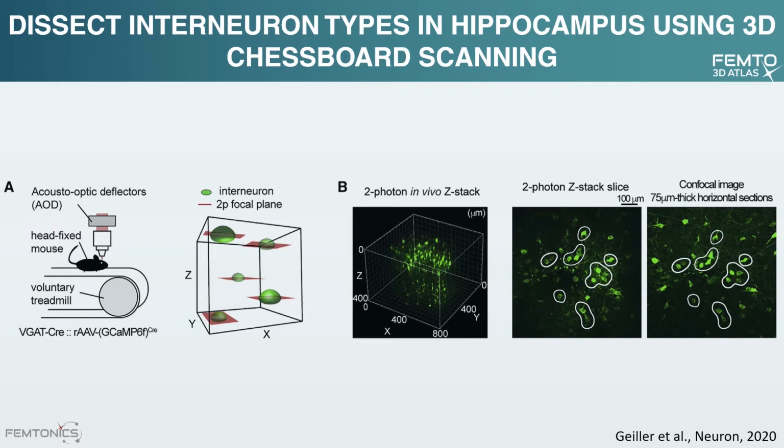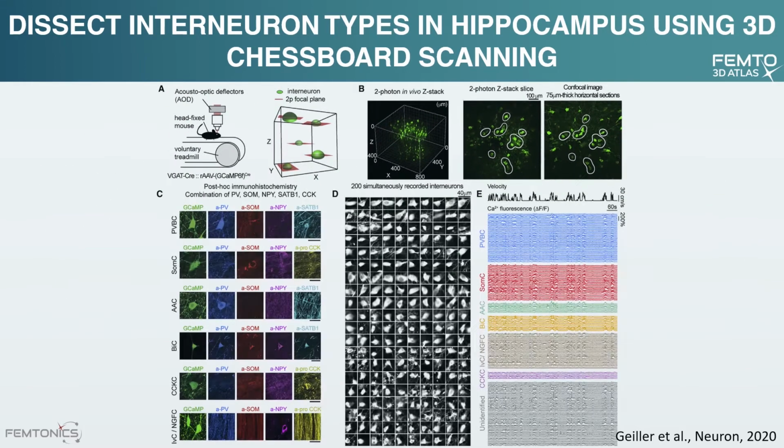The leftmost cartoon depicts an awake mouse being scanned by FEMTO3D Atlas. Interneurons expressing GCaMP6 were scanned with 3D chessboard scanning and aligned with confocal images, and you can see the distinct inhibitory cell types denoted by different colors. Thanks to the high resolution of functional imaging provided by FEMTO3D Atlas, the authors gained new insights into the collective organization of local inhibitory circuits supporting navigation and mnemonic functions of the hippocampus.